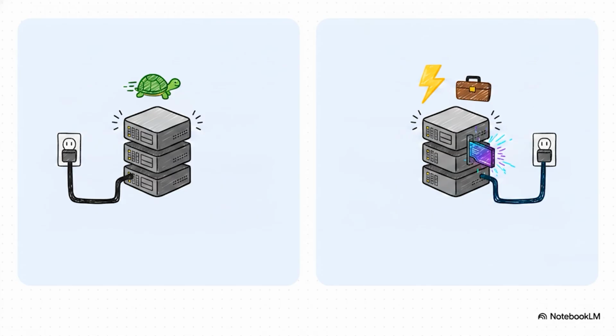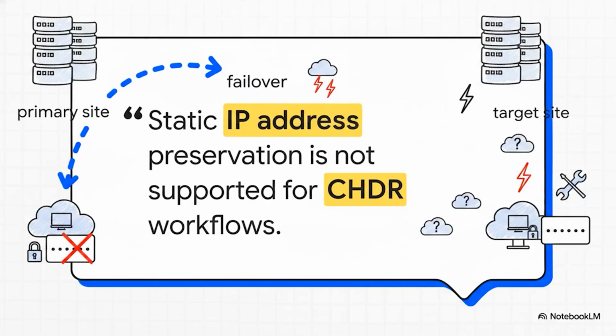Otherwise, you're stuck on the default E1000. I actually pulled a direct quote right out of the official Nutanix DRaaS guide for this next point, because it's just that important. It explicitly states that static IP address preservation is not supported for CHDR workflows. So what does that mean for you?